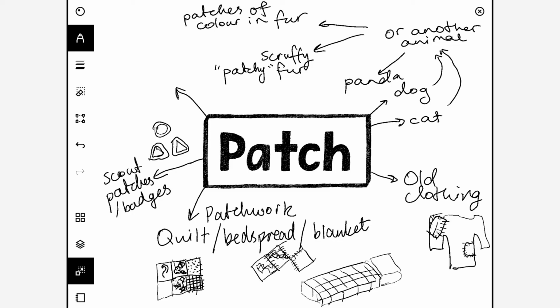Maybe you want to combine these things. So what you could do there is you've got a patchwork quilt on a bed, and then you've got a dog. So maybe you could do a dog sitting on a patchwork bed. So it combines the things.